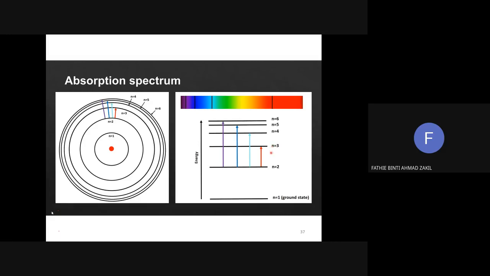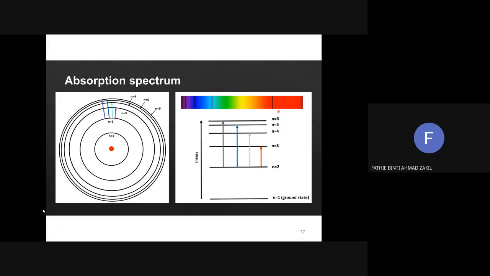And the energy that the electron has absorbed corresponds to the wavelength of red light. Next we'll have a look at this blue arrow here. The electron has transitioned from the n equals 2 to the n equals 5 energy level. And the energy that the electron has absorbed corresponds to the wavelength of blue light.